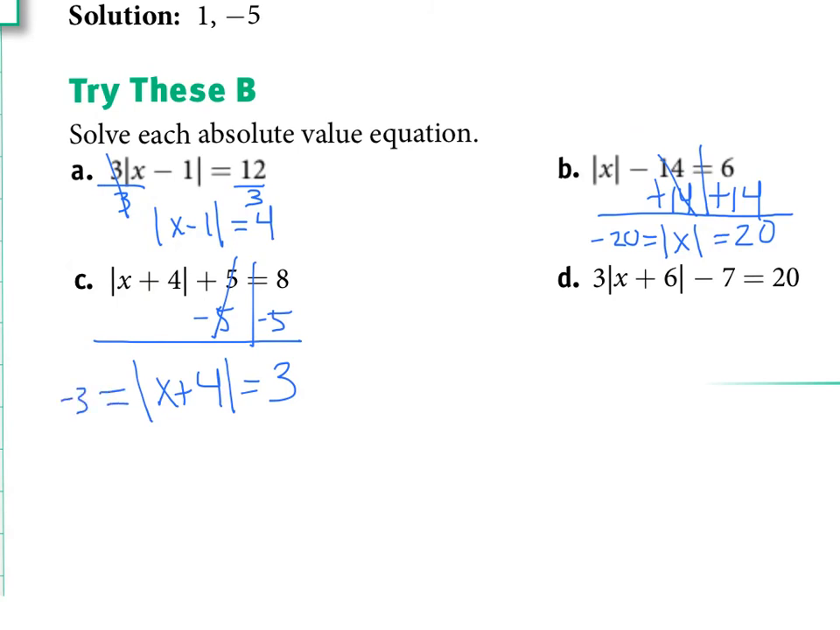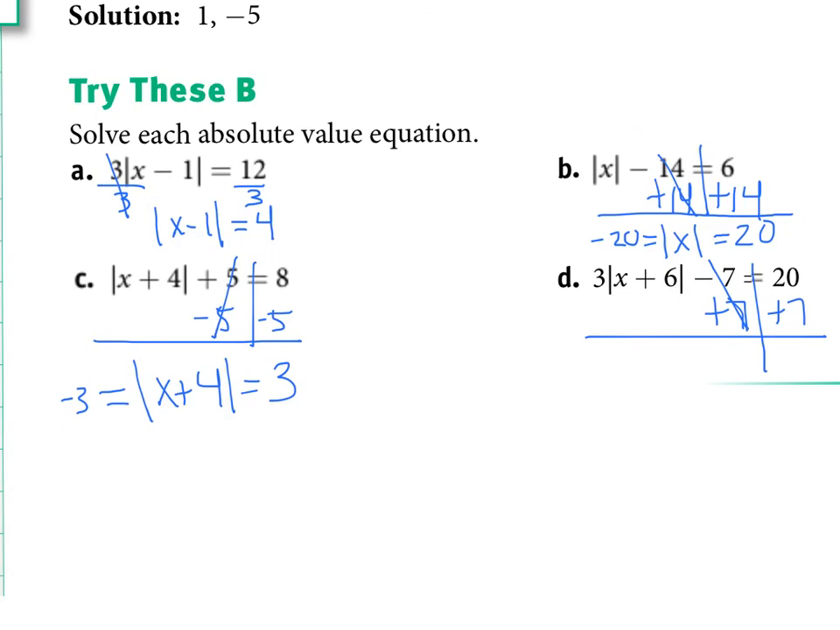If we look at D, some problems have multiple things. Here's my absolute value. I got multiple things I need to get rid of. The exact same way that you get rid of them in regular equations, you always add or subtract things over first. So this -7 has got to go first. Then we can worry about the 3. But the -7 has to go first. We've got to move it over. So it's plus 7, plus 7, plus 7.